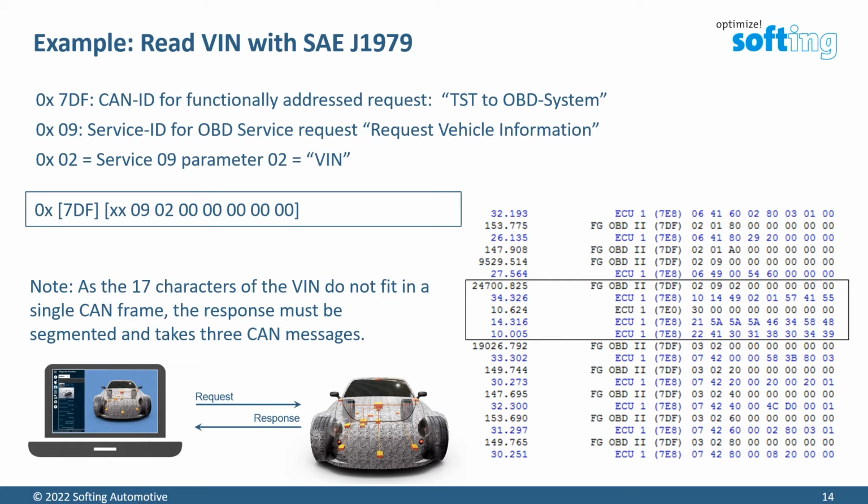As mentioned before, we also have to tell the control unit what vehicle information we are looking for. As we are looking for the VIN, vehicle identification number, we send the 02 after the 09. So the entire message reads tester to OBD system 7DF, XX, which doesn't count here, 0902 means read VIN. Be aware, as the 17 characters of the VIN do not fit in a single CAN frame, the response must be segmented and finally takes 3 CAN messages.